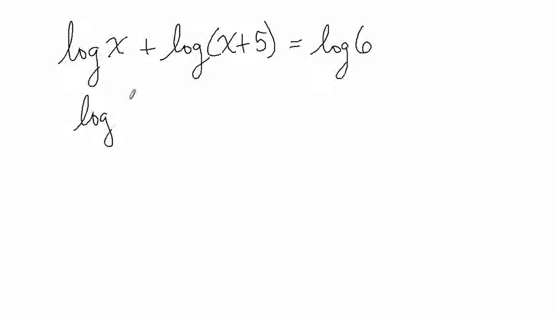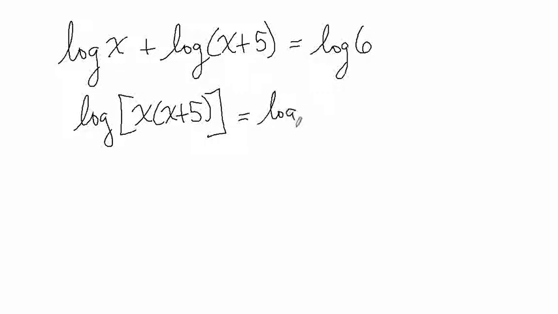So log of x times (x plus 5), because a sum of logs leads to a product, equals the log of 6. And by the way, I didn't write the base of the log, so we understand that that implies the common base of 10, FYI. So now the arguments have to be equal, so x times (x plus 5) equals 6.